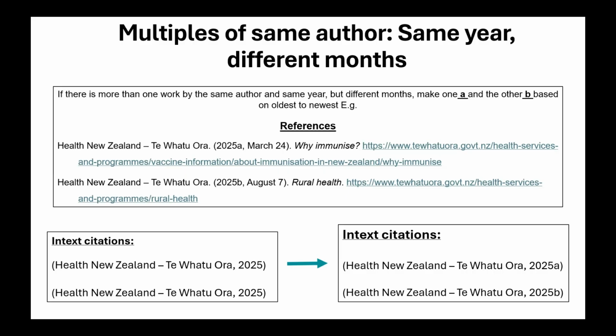In this case, we need to make one of these 2025A and the other 2025B. The way that we decide which one is A and which one is B is purely by oldest to newest. Why Immunise was done in March and Rural Health was done in August. This means that the Why Immunise page would be 2025A and the Rural Health page would be 2025B. It's important to remember that if we make one of these A and the other B in our in-text citation, we must also reflect this in our reference list so that they match.